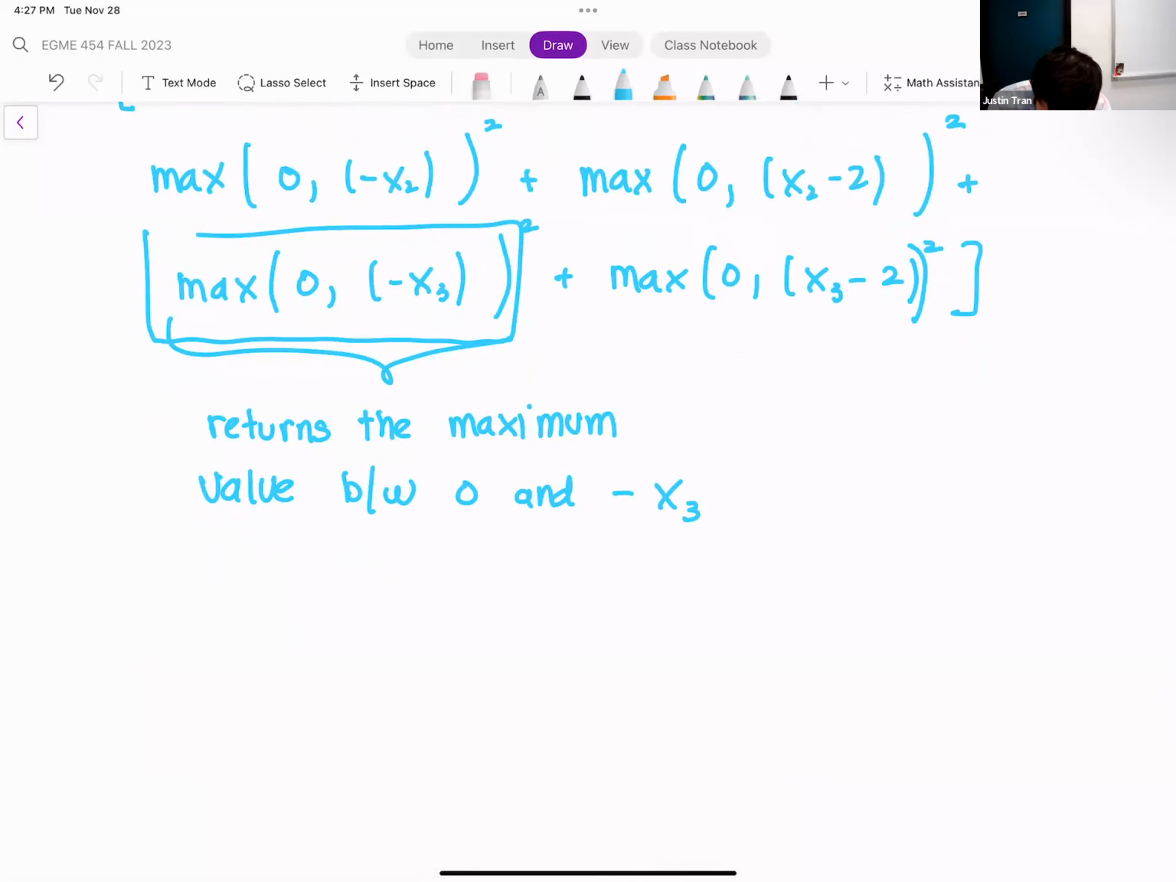Let me give you a couple of examples to show you what the max function does. Let's say that we're running our optimization, say our Monte Carlo or something like that, and we are sitting on a value of x3 of 1.2. So 1.2 is a value that's greater than 0, and so this value of x3 should be valid because it satisfies our constraint.